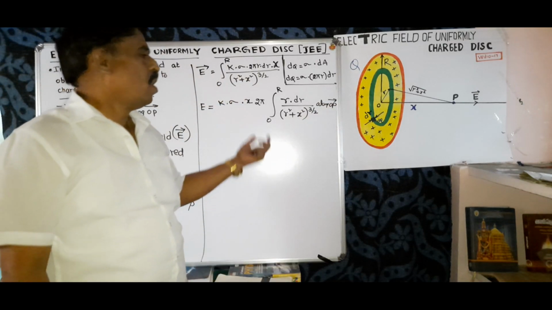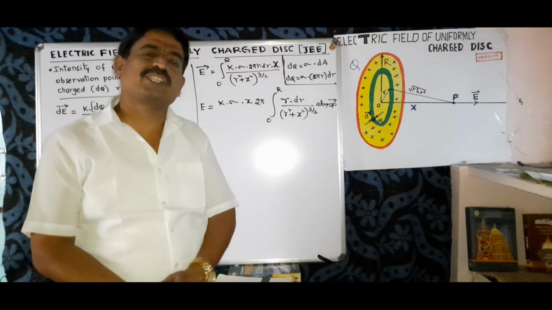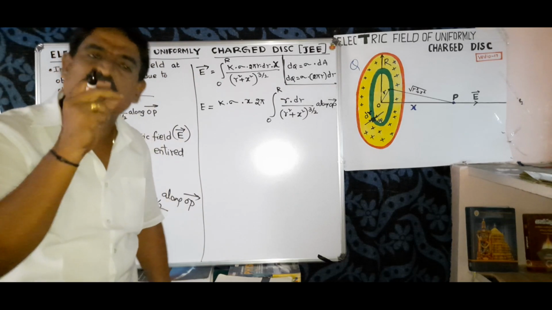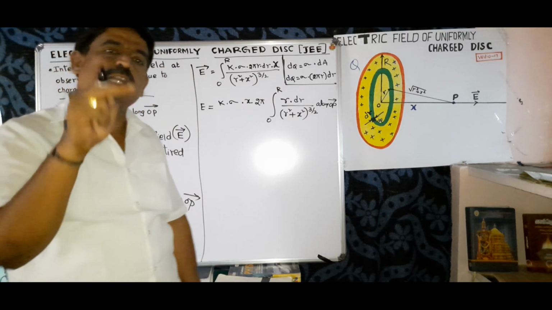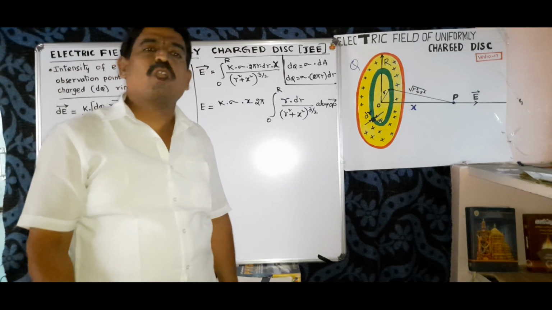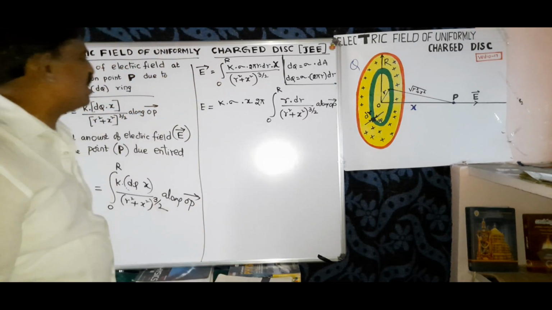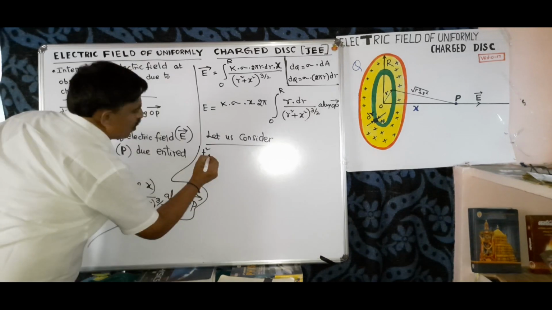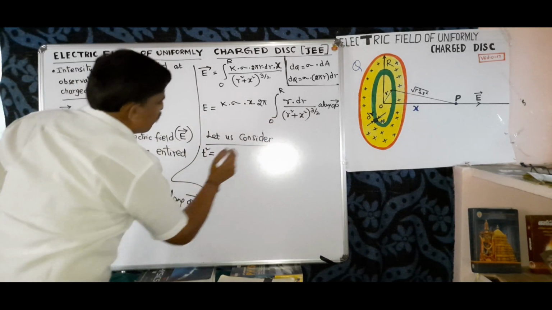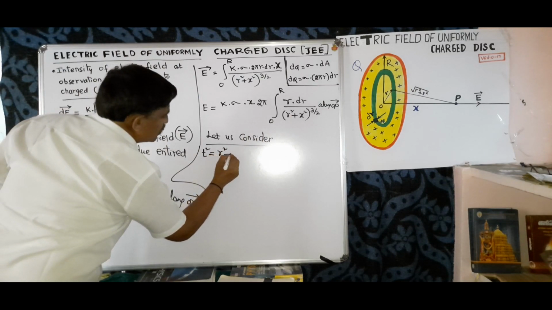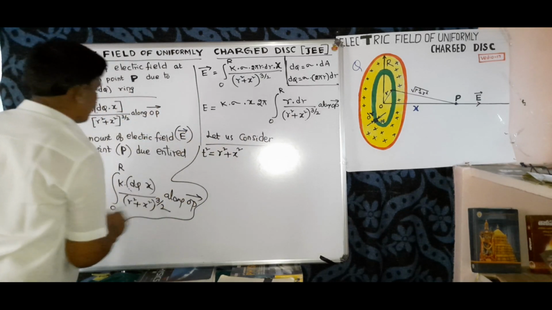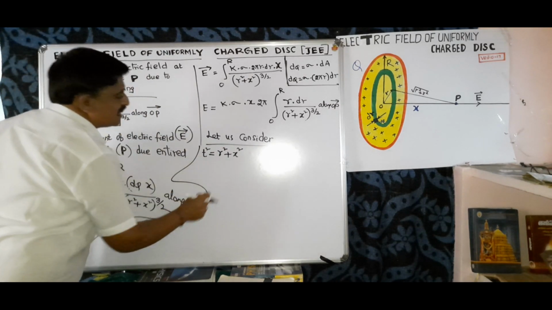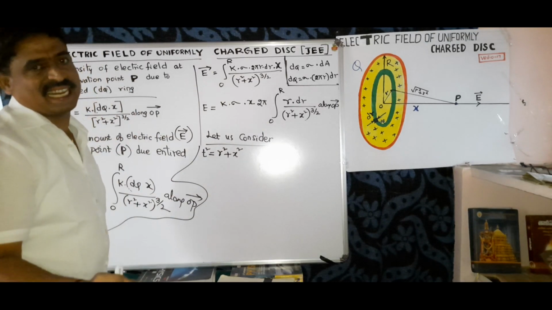Now we have to do the integration. CBSE 12th class students or PUC second year students, in your mathematics, now you are perfect with the integration. Now let us consider t squared equals r squared plus x squared. Differentiating on both sides.